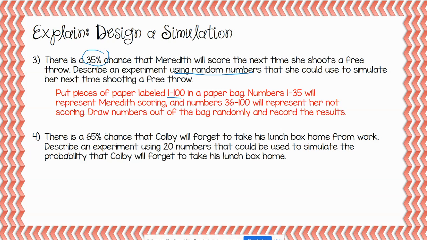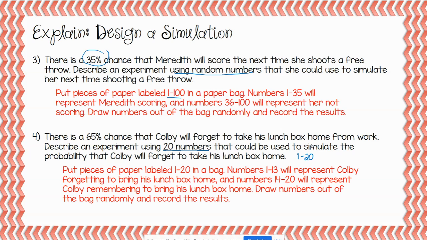Number 4 says there is a 65% chance that Colby will forget to take his lunchbox home from work. We want to describe an experiment using 20 numbers that could be used to simulate the probability that Colby will forget to take his lunchbox home. Well, if we're using 20 numbers, then that means we're using the numbers 1 through 20. And 65% of those numbers need to represent him forgetting to take his lunchbox home.